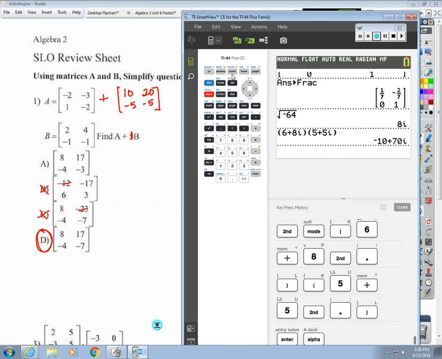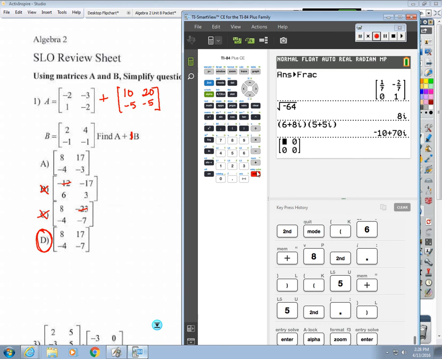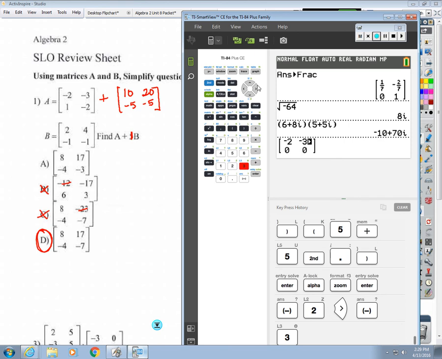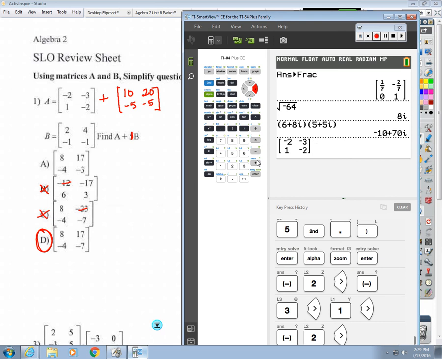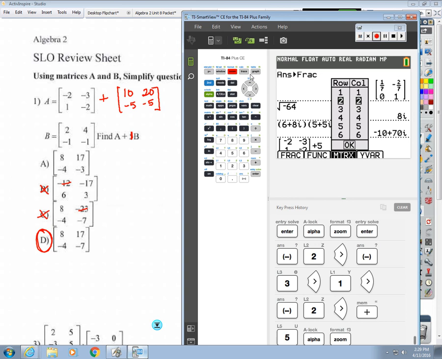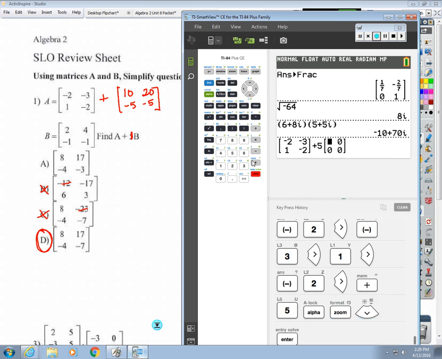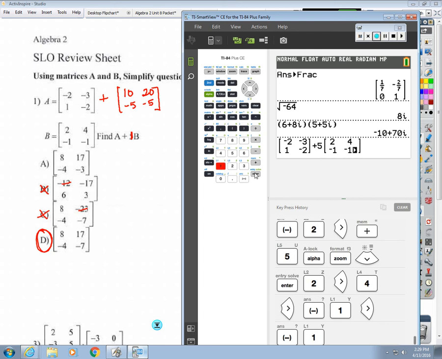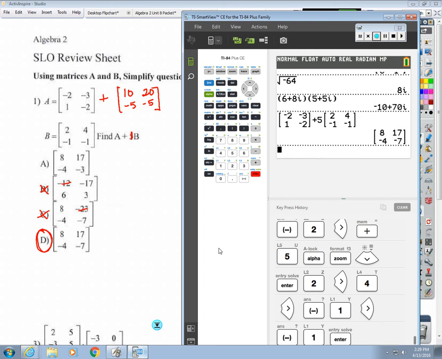Look, alpha zoom. The first one's a 2 by 2: -2, -3, 1, and -2. And then you're going to add 5 times matrix B, and its elements are 2, 4, -1, and -1. That's what I did. 8, 17, -4, -7, D.